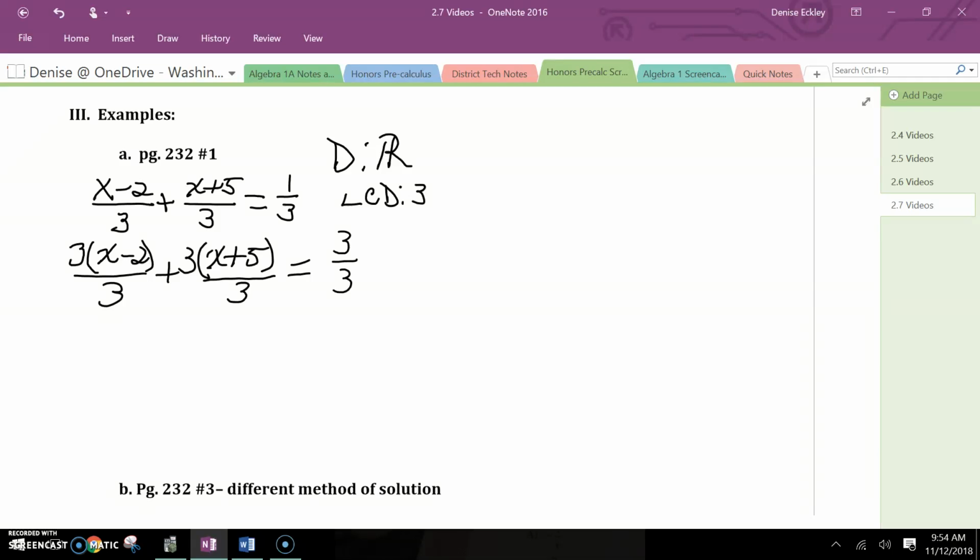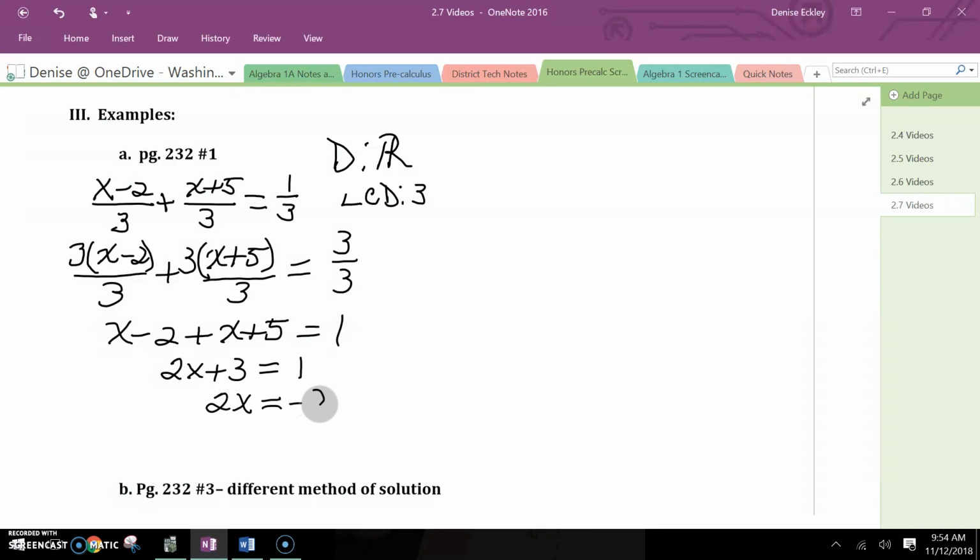By doing so, I eliminate the fractions altogether, and I'm left with x minus 2 plus x plus 5 equals 1. Now this becomes a simple algebraic equation to solve. So 2x plus 3 equals 1. 2x equals negative 2. x equals negative 1. And that's our solution.